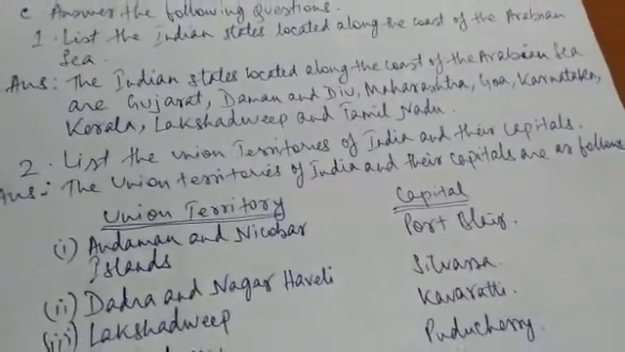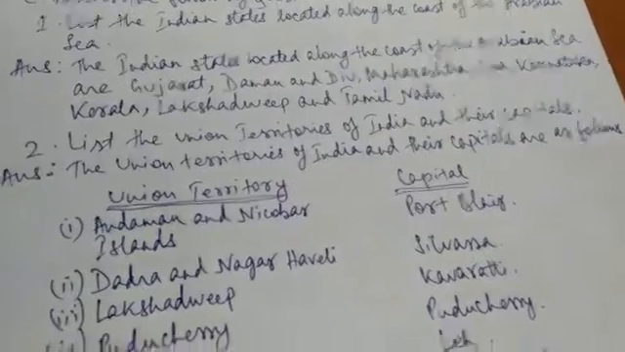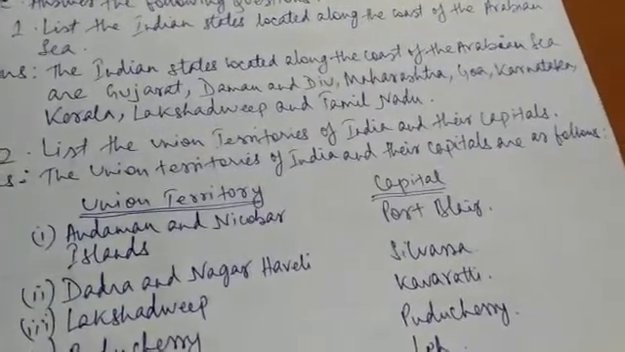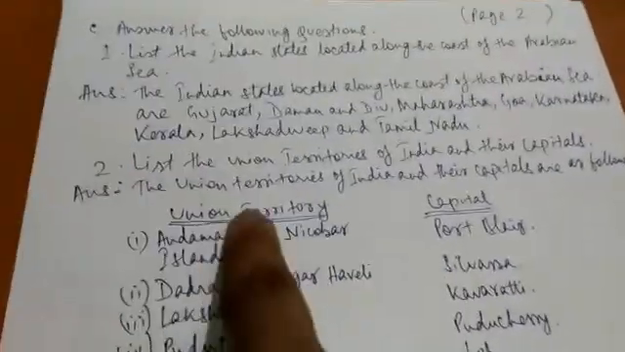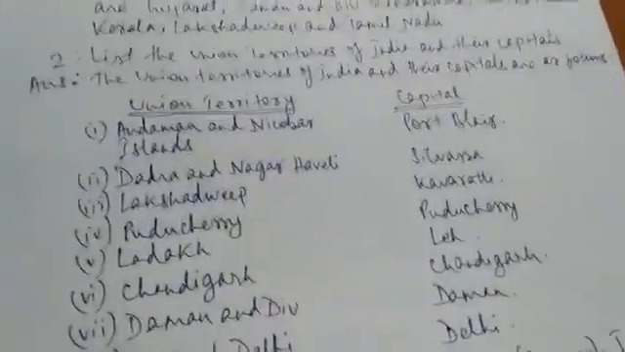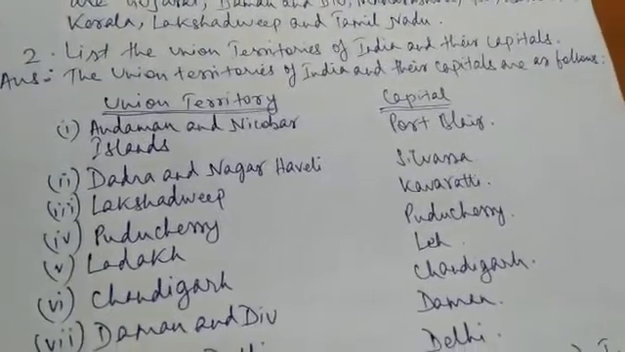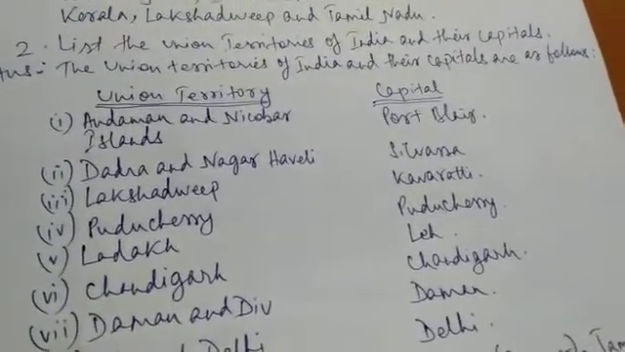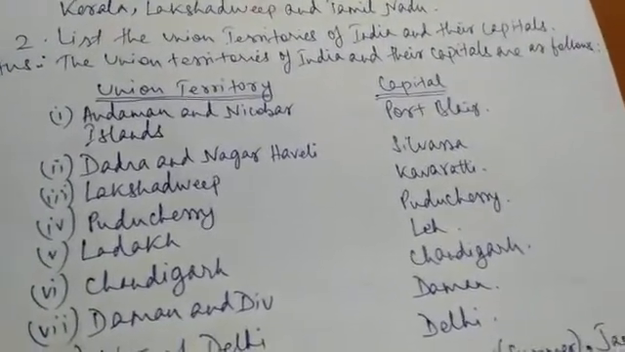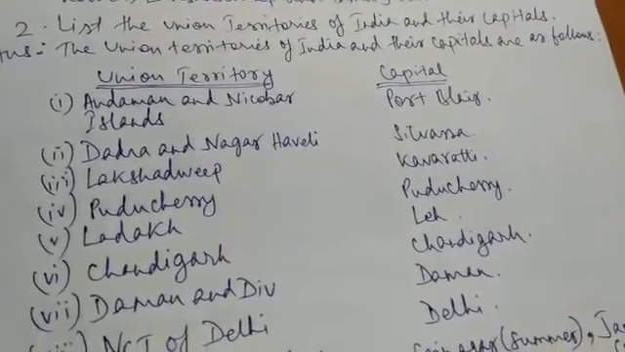Question number 2. List the union territories of India and the capitals. So the answer is the union territory of India and the capitals are as follows. So the union territory is over here where my finger is pointing and the respective capitals over here. Number 1, Andaman and Nicobar Islands, the capital is Port Blair. Number 2, Dadra and Nagar Haveli, the capital is Silvassa. Number 3, Lakshadweep, the capital is Kavaratti. Number 4, Puducherry, the capital is Puducherry.